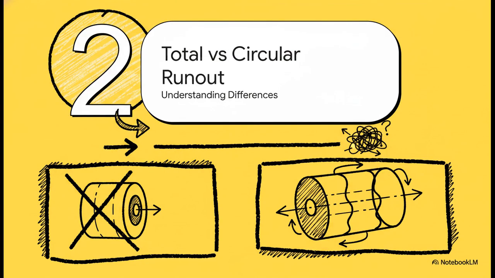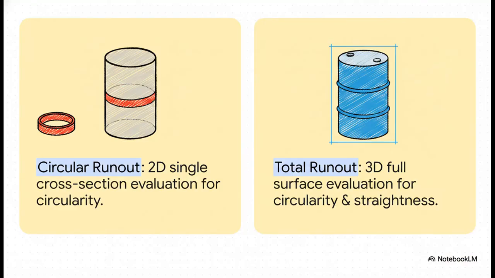Moving on to Section 2, Total versus Circular Runout. To really wrap our heads around this, we need to draw a very hard line between these two callouts, because mixing them up is a classic, expensive mistake. You probably remember circular runout from our earlier lessons. Think of circular runout as essentially a 2D measurement. It's just measuring the deviation, or the wobble, at individual cross-sections when the part is rotated. It only controls circularity and coaxiality right at those specific slices.